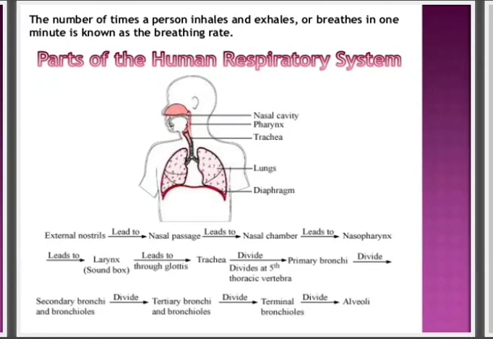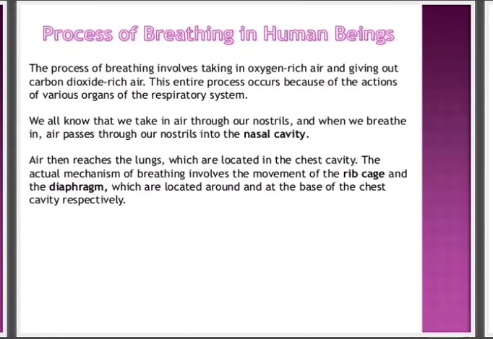The number of times a person inhales and exhales or breathes in 1 minute is known as the breathing rate. Now, the parts of the human respiratory system. Process of breathing in human beings. The process of breathing involves taking in oxygen-rich air and giving out carbon dioxide-rich air. This entire process occurs because of the action of various organs of the respiratory system.